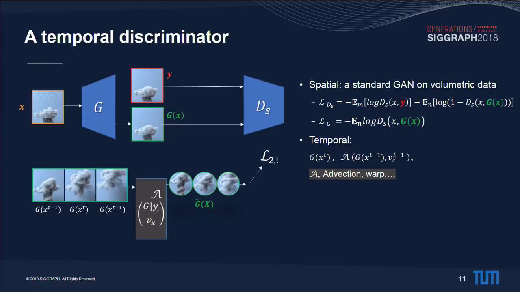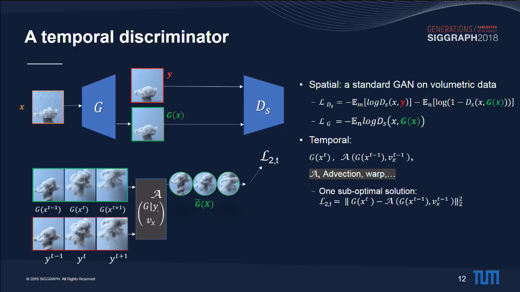If we use an L2 loss there, we can get a suboptimal solution, because this L2 loss will try to minimize the difference between these frames as much as possible. However, we know that even for the ground truth state Y, if we warp them with the low-resolution velocity field, in the advected frames, they still contain some high frequency differences.